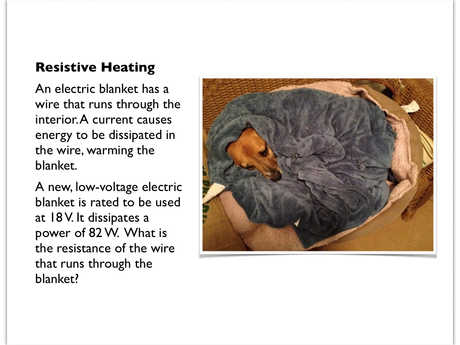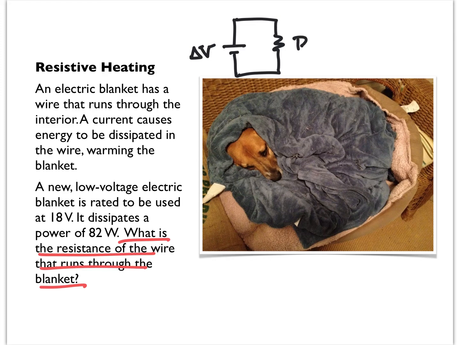And the question that we'll solve is, given that, what is the resistance of the wire that runs through the blanket? Well, how do we solve that? We're going to model this like a basic circuit. I've got a power supply, and that's our symbol for a power supply. And I've got a resistor, and that's our symbol for resistance. I've got a certain delta V, which we know is 18 volts. I've got a certain resistance that I'm trying to figure out. That potential difference across that resistance will lead to a certain current. I don't know the current either.